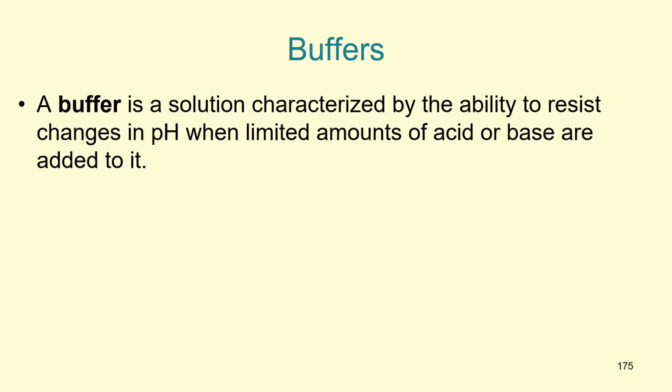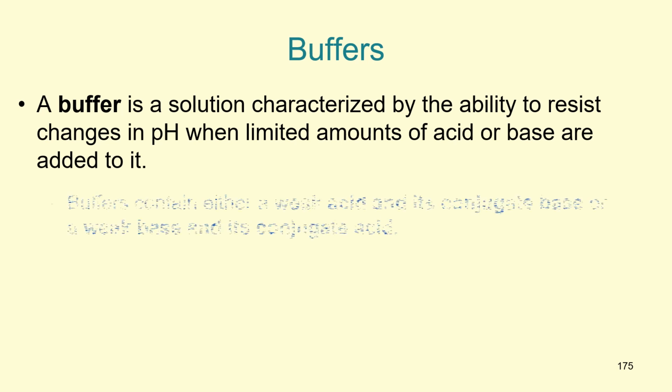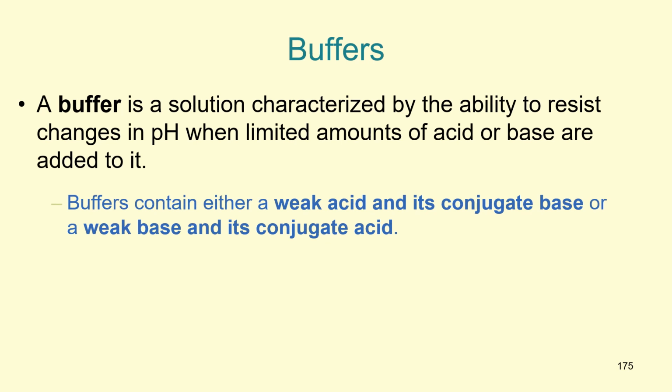And so this brings us to the idea of a buffer. You may have heard of them before. A buffer is a solution that is able to resist changes in pH when limited amounts of acids or bases are added to it. So what makes a buffer? A buffer has to contain either a weak acid with some of its conjugate base as a common ion, or a weak base with some of its conjugate acid as a common ion.